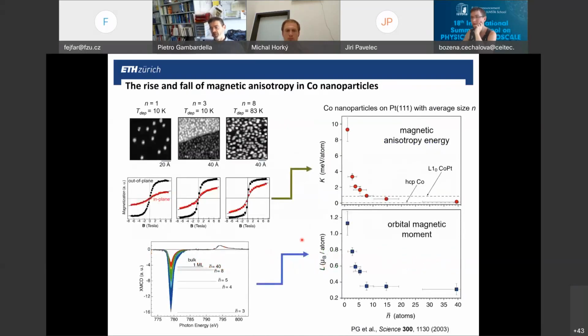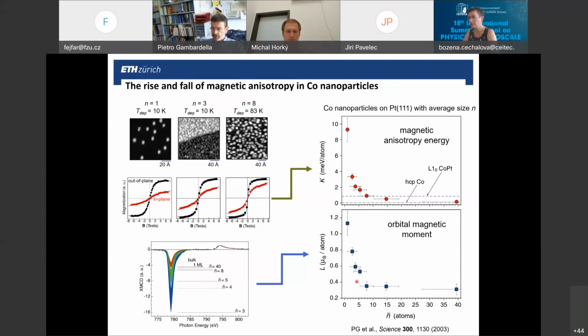However, in systems with lower dimensionality, and here I come back to the example of single cobalt atoms on a platinum surface that I introduced before, and going then towards particles. These are two-dimensional cobalt islands with increasing density. We can measure in these systems both the orbital magnetic moment using a technique that is called X-ray magnetic circular dichroism, as well as the magnetic anisotropy energy, for example, by fitting magnetization curves measured with a field applied out of plane and in plane. And we see that there is a strong correlation between the two.